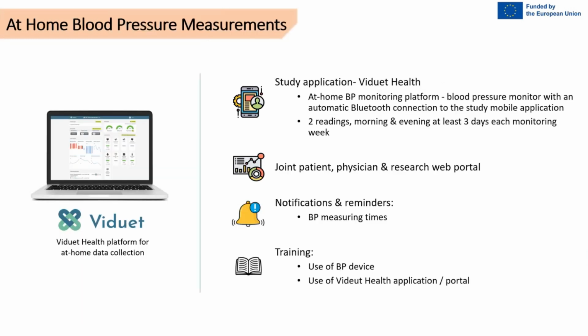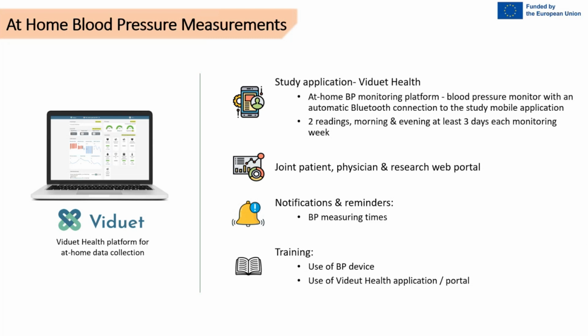So in terms of the at-home blood pressure system, people's blood pressure is measured using a semi-automatic validated monitor, which is the Rossmax Z5. Then using a secure Bluetooth protocol, measurements are transferred to a mobile application on their phone, which is, as I said, the Viduet Health app, and then securely transferred to a joint patient, physician, and researcher portal to inform medication reviews, with data exports coming into the University of Birmingham for modelling and the trial outcomes.